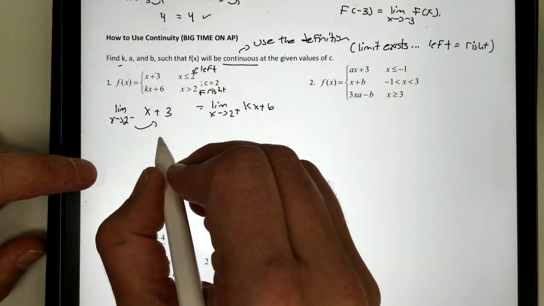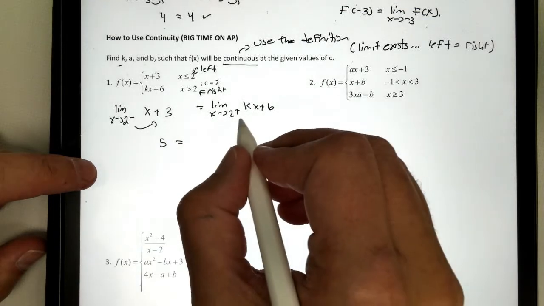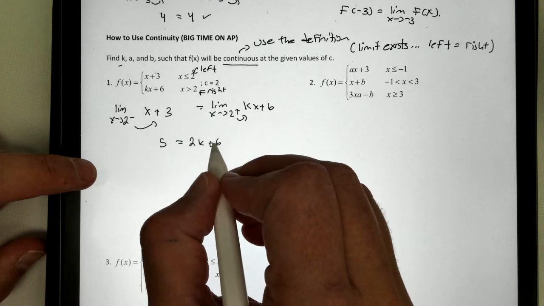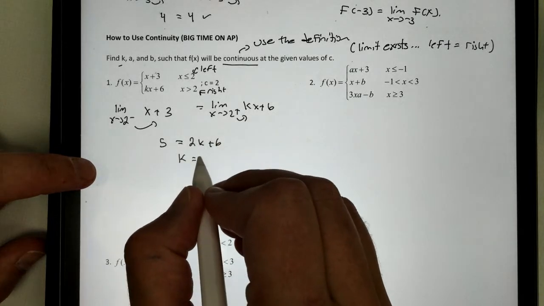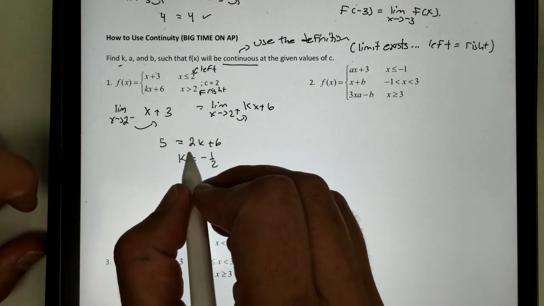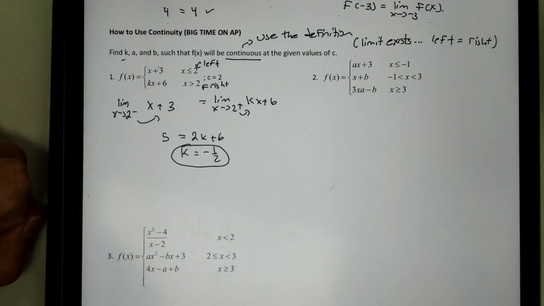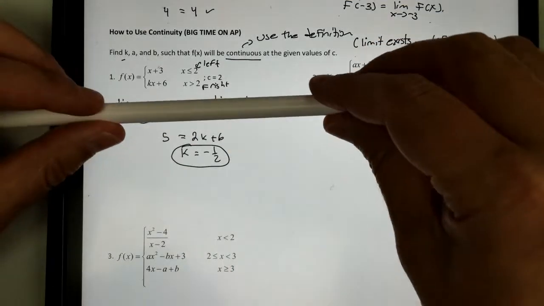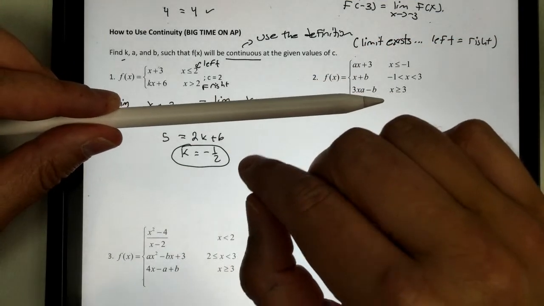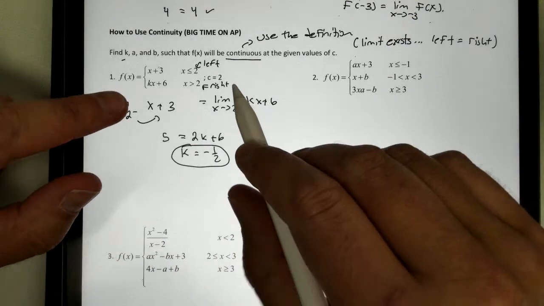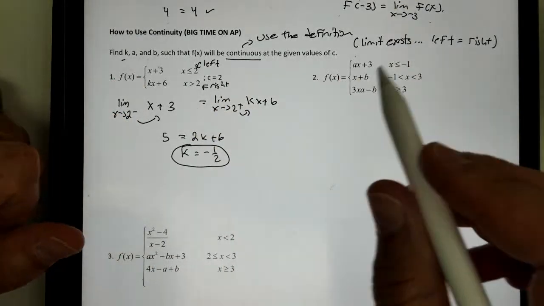And now I can solve it. Plugging in 2, we get 5 equals, plug in 2 here, 2k plus 6. And I can solve it. K is just negative 1/2 for us. And there's our limit right there. There's our answer. Now, be careful. If you don't put the limit and you still get that, you're going to lose a lot of points on the AP and in class. You want to make sure we're testing a limit process here.